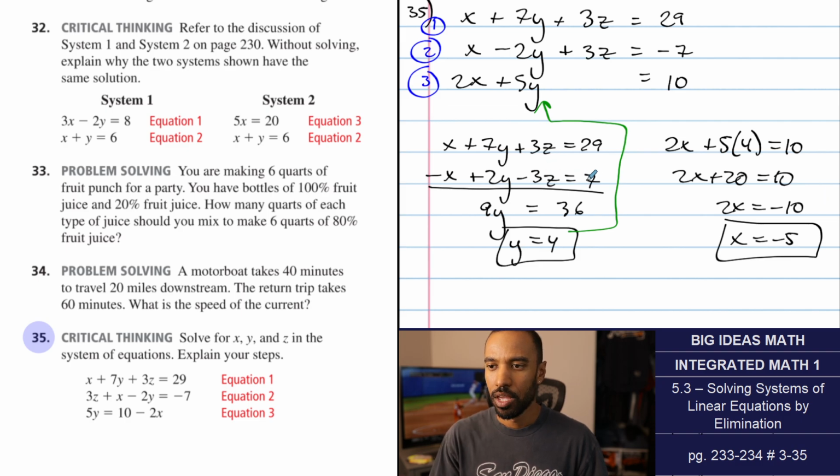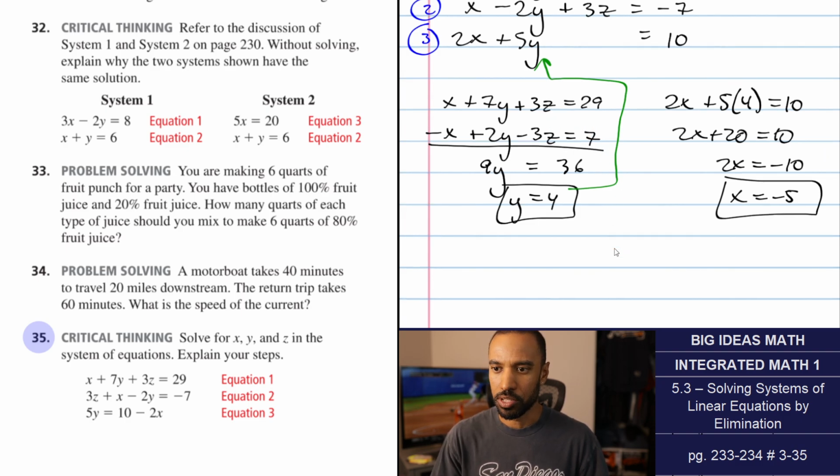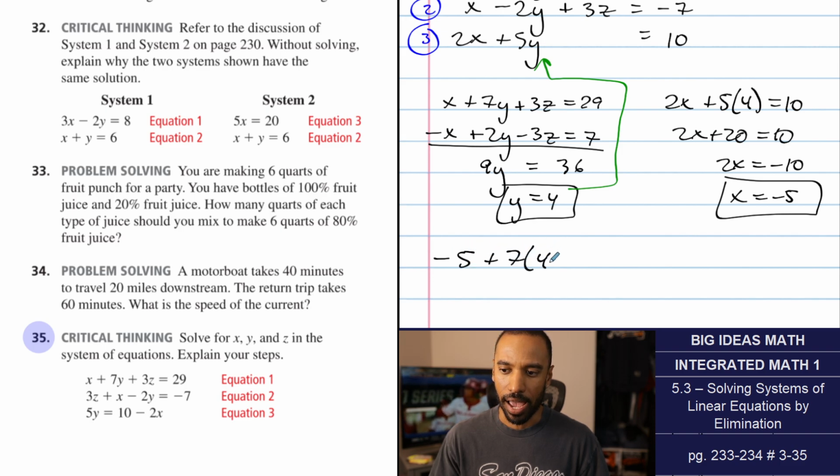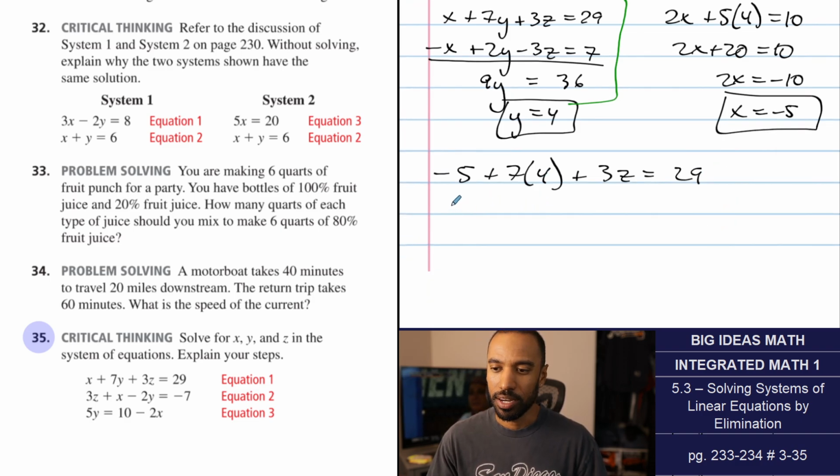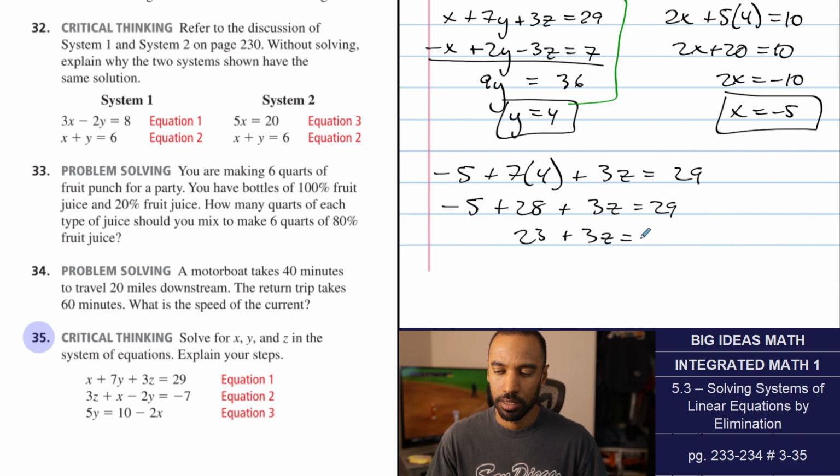Let's do equation 1. We have x plus 7y plus 3z equals 29. They said explain your steps. I am not going to explain my steps; I'm doing them. I said them out loud. Negative 5 plus 28, which is 23. At least I have whole number answers; I kind of feel better about them. 3z is 6, so z equals 2.